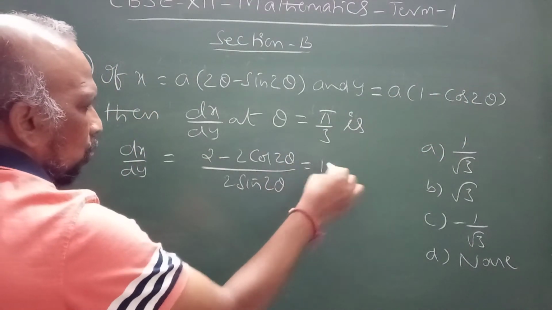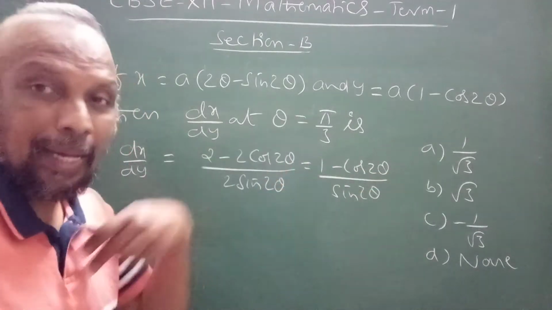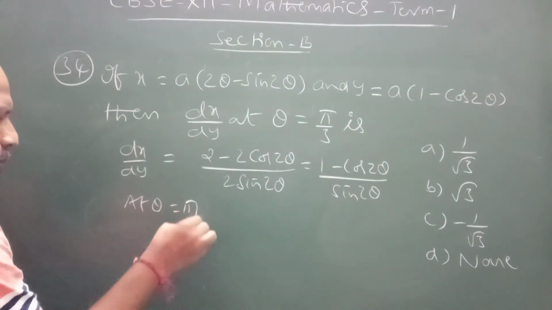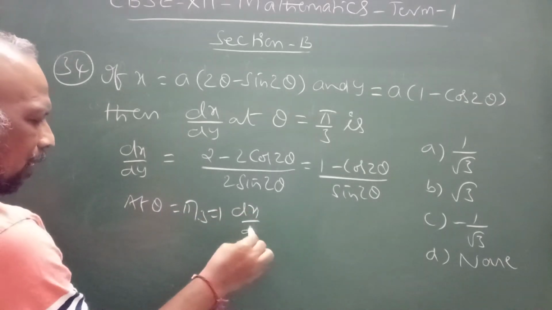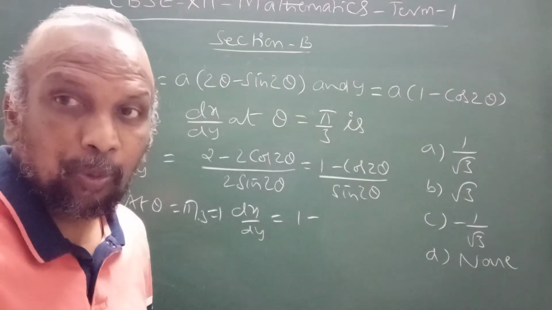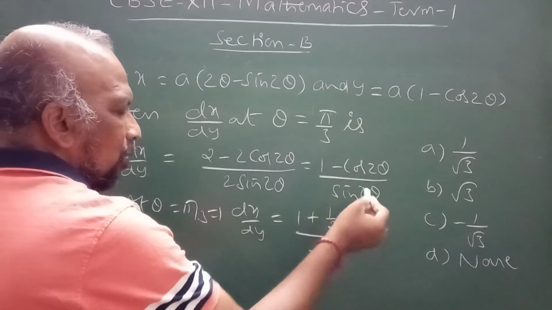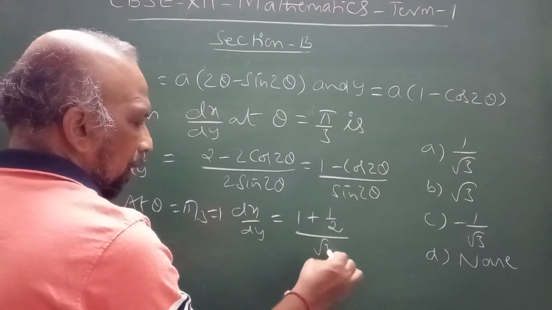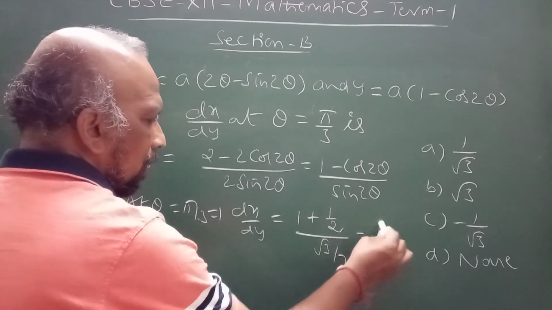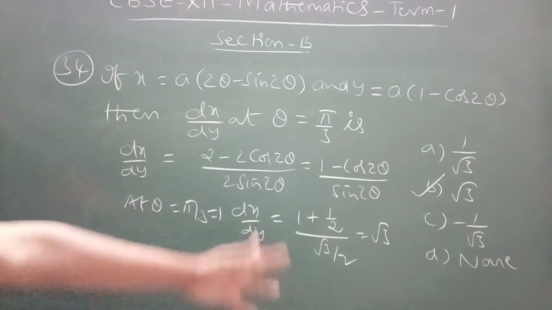So eliminate 2: (1 minus cos 2 theta) by sin 2 theta at theta equal to pi by 3. Then dx by dy equals, substituting, 1 minus cos 2 pi by 3. Cos 120 is minus 1 by 2, so 1 plus 1 by 2, divided by sin 120, which is root 3 by 2. It comes to 3 by 2 over root 3 by 2, which is 3 by root 3, root 3. Option B is your answer, root 3.